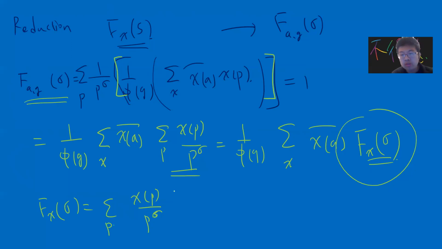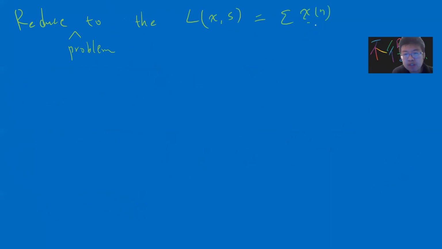Now this looks like the L function, right? Because the L function is a product. So finally we can reduce the problem to the L function. L_χ(s) will be the sum of χ(n) over n to the s. Then the L function is the product over p of 1 over (1 minus χ(p) p to the minus s). So this is the Euler product.